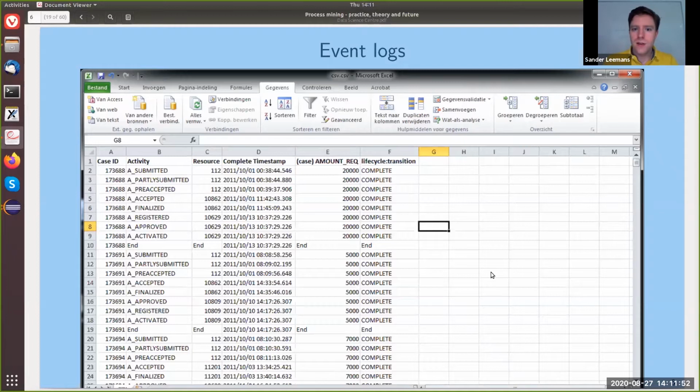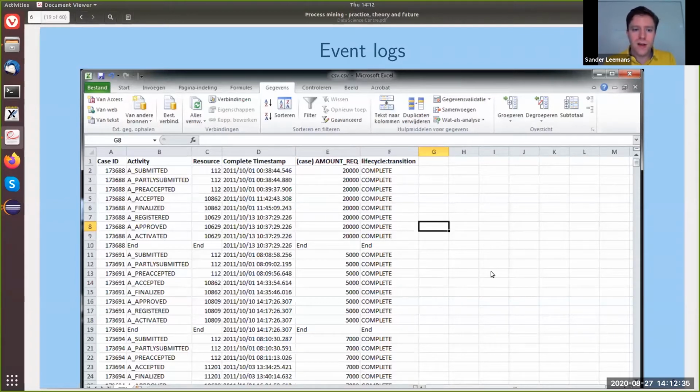However, there is more information in this event log that can be used. For instance, the resource will tell us who executed this step in the process. So that might be useful for social network analysis. Here we have another column called amount requested. This is an event log derived from a mortgage application process in the Netherlands. And this column shows us how much mortgage was requested. And again, this is not strictly necessary to apply process mining, but we can still use it to our benefit.